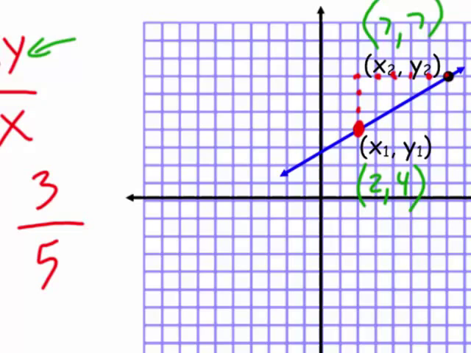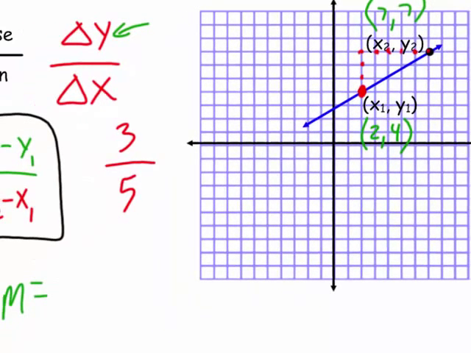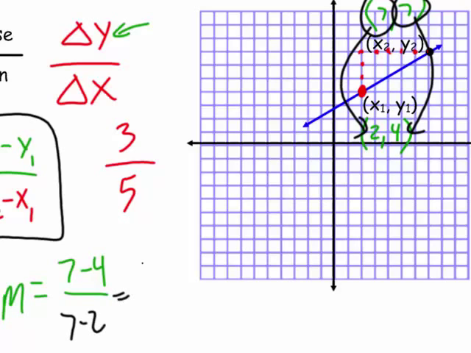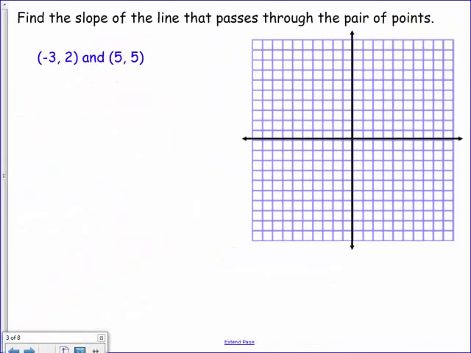And if I actually wanted to use my formula, I would subtract my y's on top, so I would take 7 minus 4 up top, and since I started with this 7 to subtract 4, I have to start with this 7 to subtract 2 for my x's. 7 minus 2, I should get the same thing, 3/5 for the slope. There we go. So let's get some practice finding some slope.